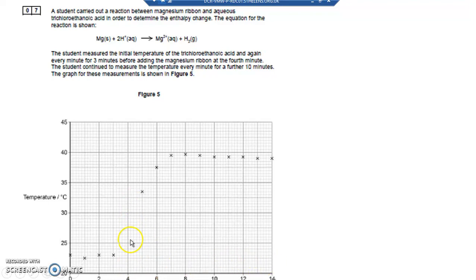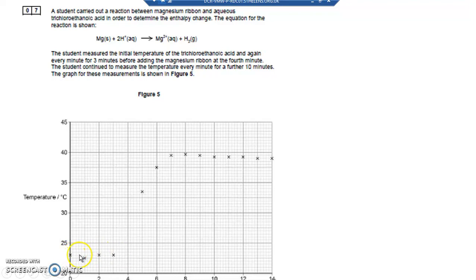So the reaction's carried out at minute 4. That's why we don't have a reading at minute 4. We need to measure the temperature change when we carry out that reaction, when it first reacts at time 4. So what we need to do is extrapolate this line forward. That means take it forward beyond that point to time 4 minutes, when the reaction's happening.